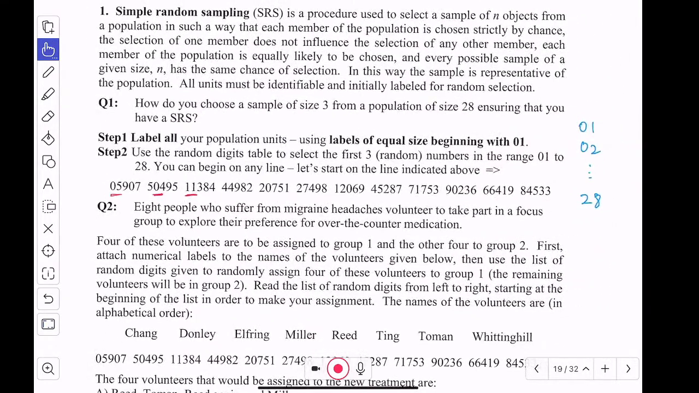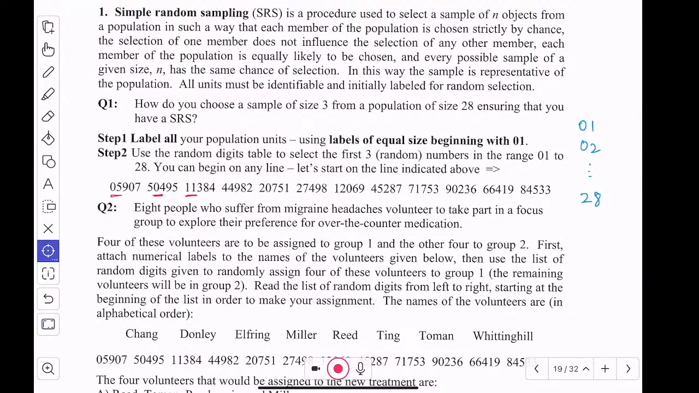So that means that I would choose subject number 5, subject number 4, and subject number 11.